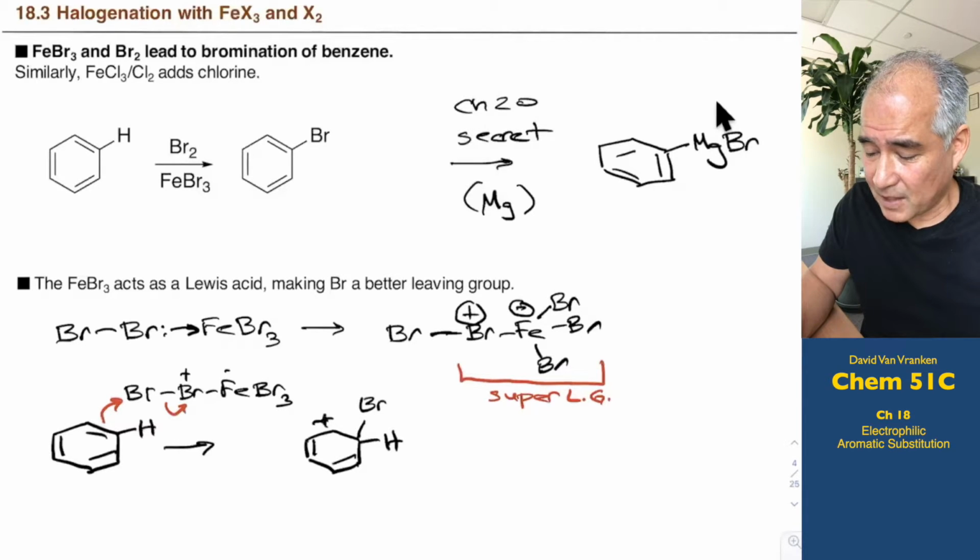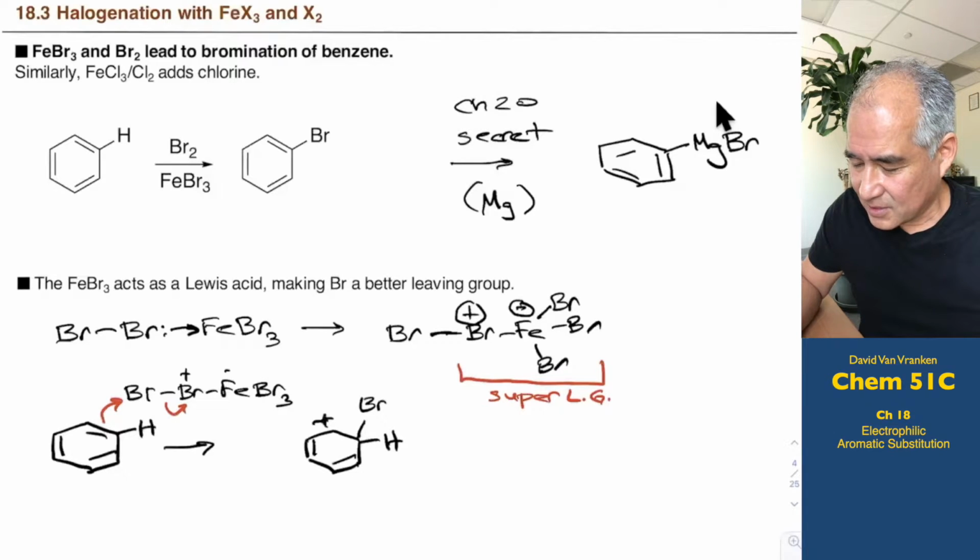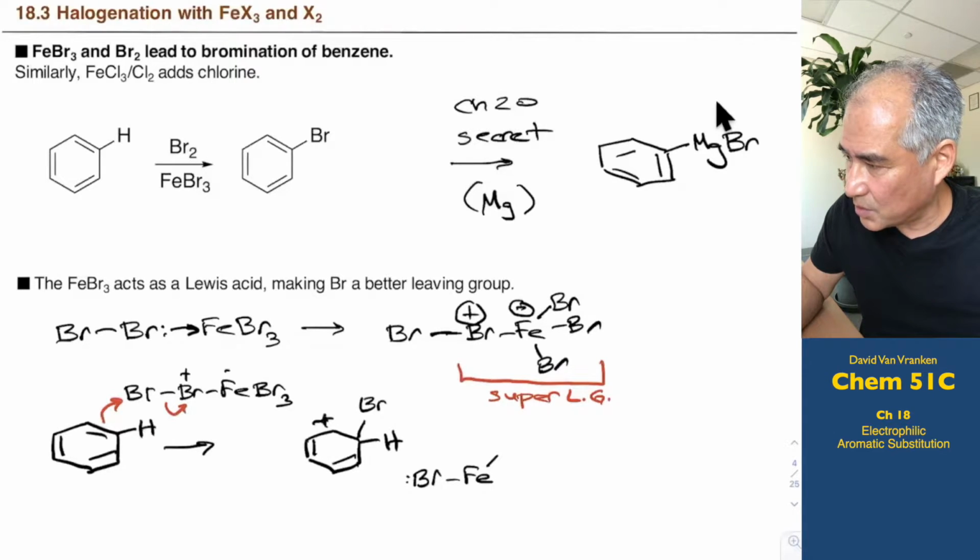And now we're going to pluck off this proton. It's so easy to deprotonate this. So easy. Let's go ahead and pull that proton off. And I'm going to use the lone pairs on this FeBr4 species, the leaving group. Any one of these bromines would do here.